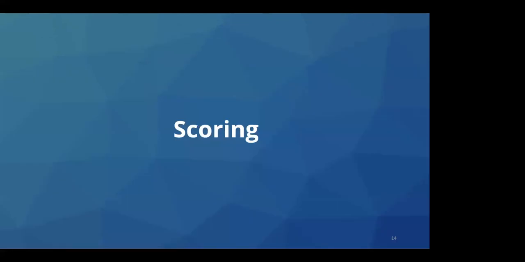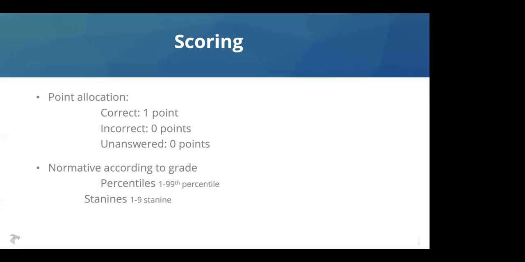Next, we will discuss how the ISEE is scored. Students receive 1 point for correct answers and 0 points for incorrect answers or questions left unanswered. It's important to note that the ISEE is scored normatively based on grade level, and scores are presented as stanines.